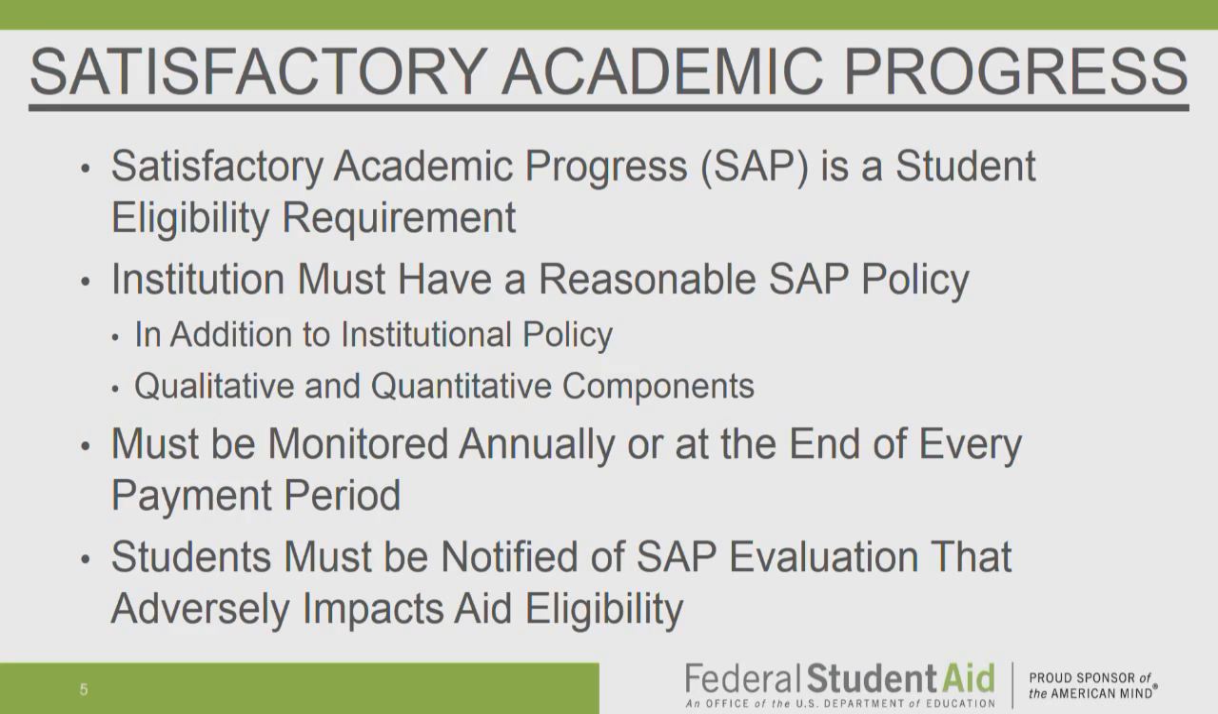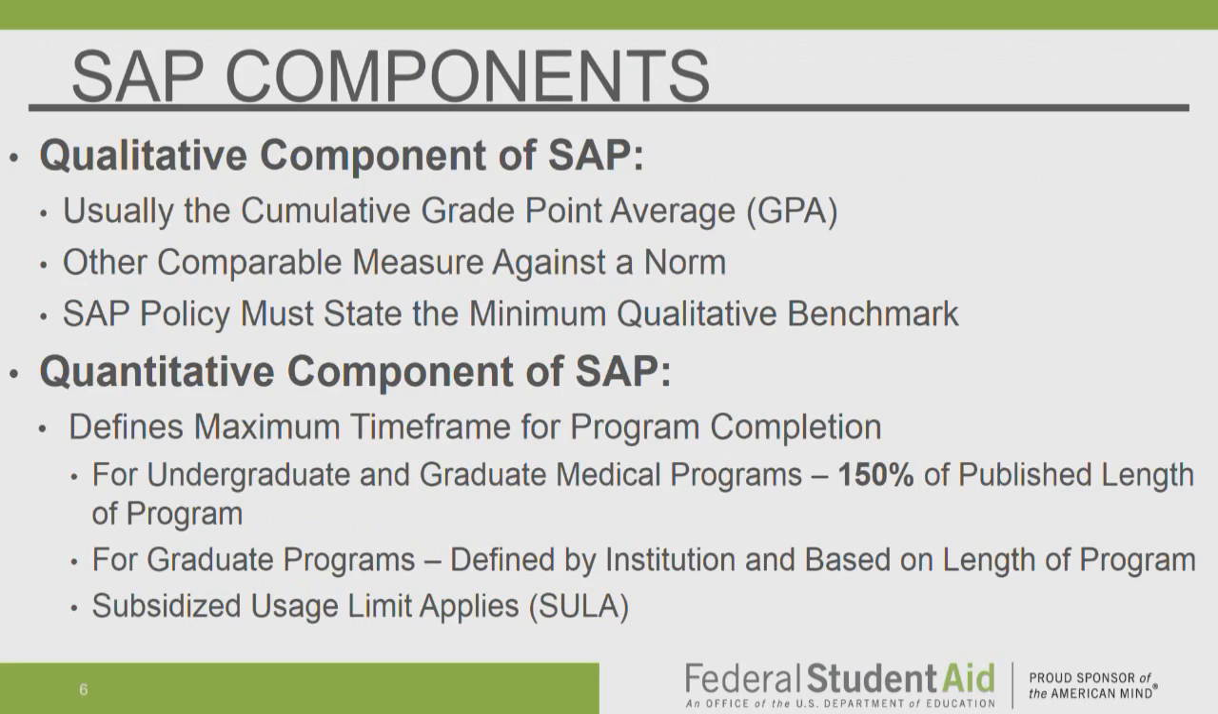And students have to be notified if their SAP evaluation may negatively impact them. So it can't be kept a secret. Got to let them know. I think the easiest way to do that is to notify your students through a letter, and that can come from your office. Like I say, sometimes the academic deans will send letters out for your institutional academic progress policy. This letter may come from your office.